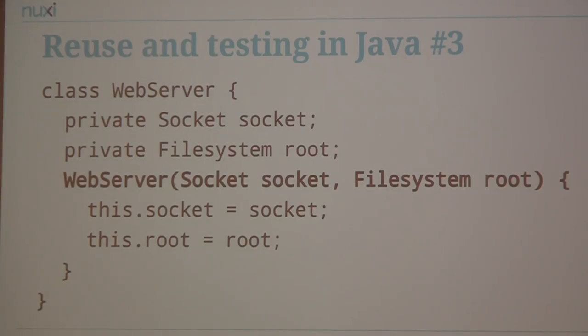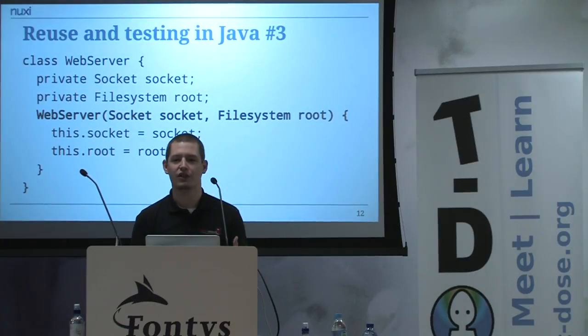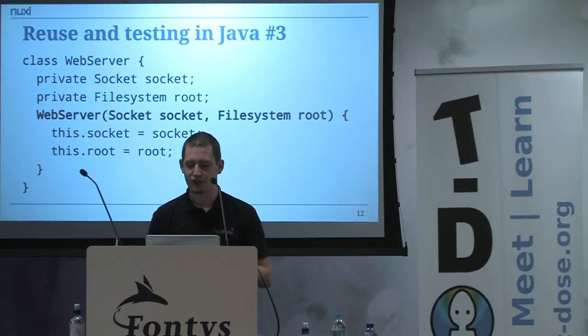So any proper Java program would write something like this, where instead of taking a port number and creating a TCP socket on your own, you take a socket object. And that socket object can also be a fake networking socket. You could just inherit from the socket class and override all of the functions in there and make it behave like a true networking socket, but not use any of the networking interfaces of the operating system.